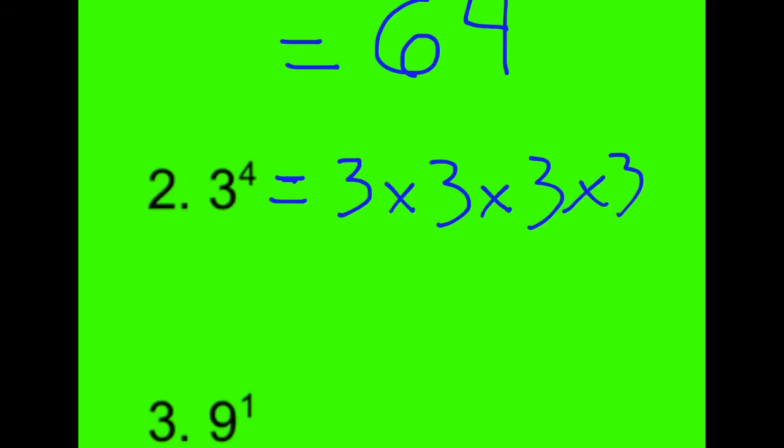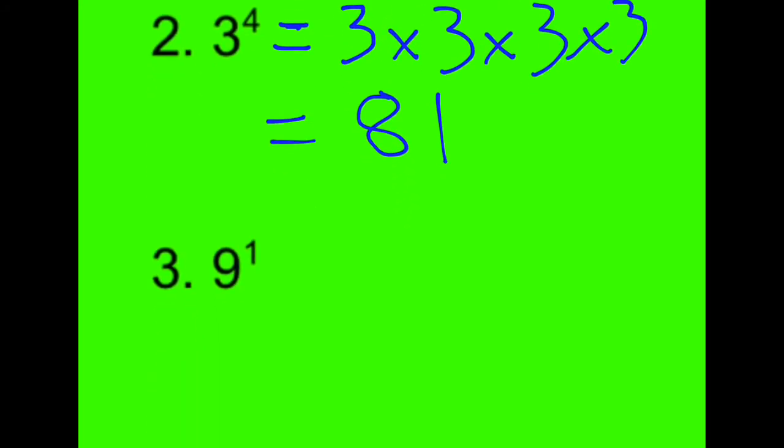The repeated multiplication for 3 to the power of 4 means I write down a 3 4 times, and I multiply them all together, right? The base is 3, and the exponent tells me to write that 3 down 4 times. And when I multiply that together, remember I'm not adding them, I'm multiplying them. 3 times 3 is 9, 3 times 3 is 9, and 9 times 9 is 81. So in standard form, this answer is 81.